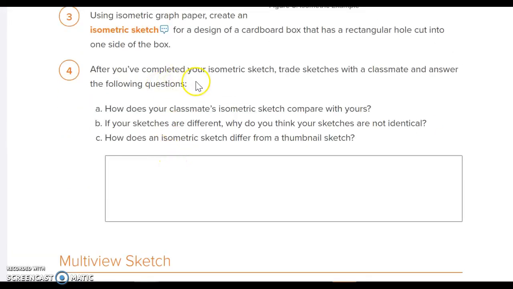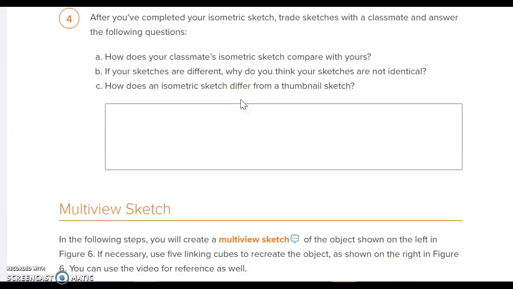After you've completed your isometric sketch, trade sketches with the classmate and answer the following questions. How does your classmate's isometric sketch compare with yours? If your sketches are different, why do you think your sketches are not identical? How does an isometric sketch differ from a thumbnail sketch?